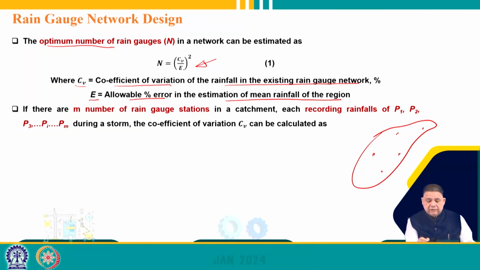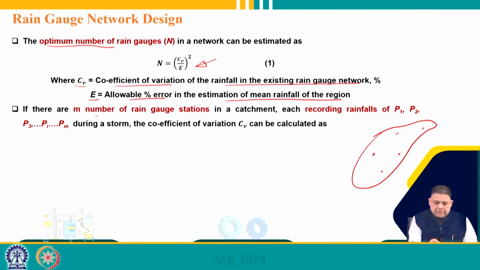Obviously, if the E value is high, the number will be lower. If E is lower, the number n will be higher. So, if you want more precise data, you have to put more rain gauges. If you can settle for a little higher error, then this number could be reduced.